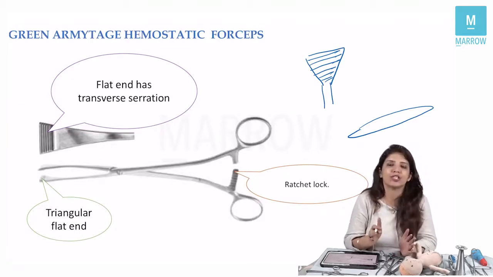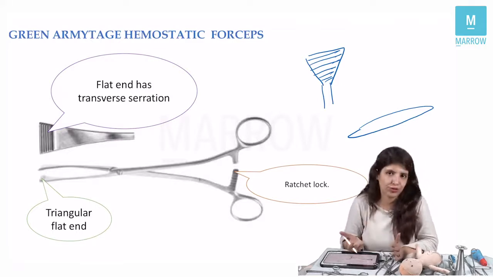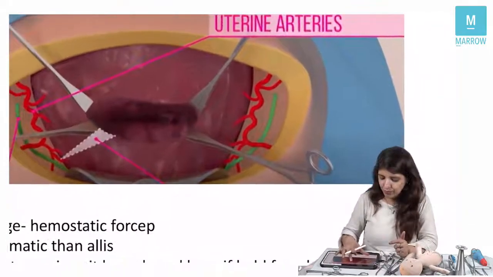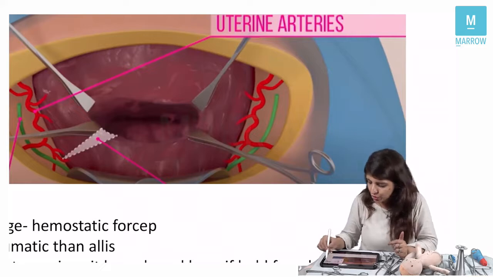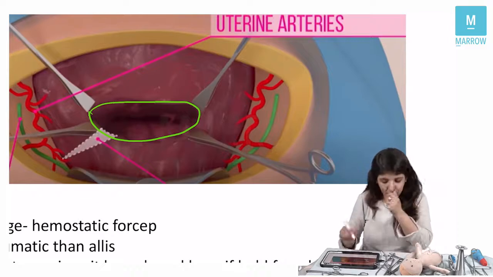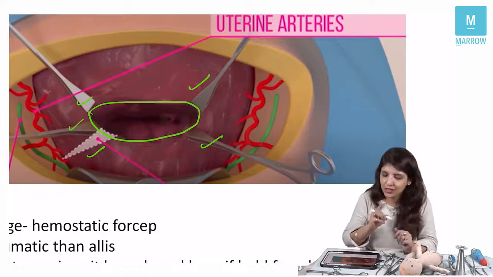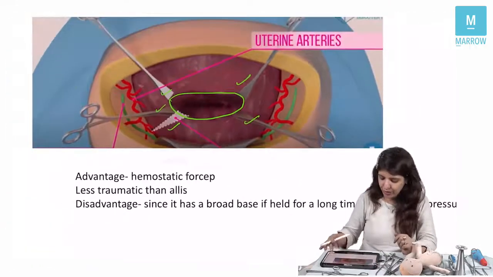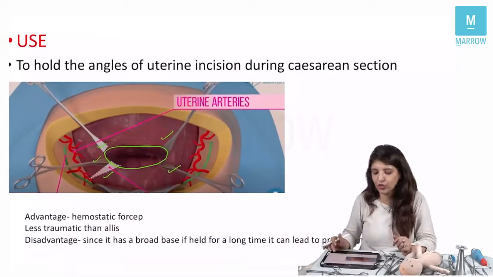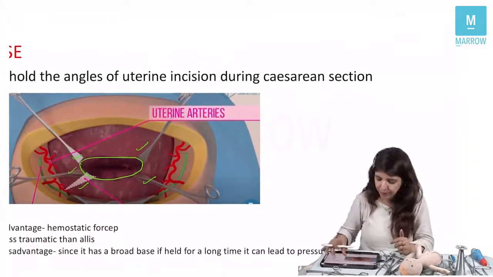If Green Armytage is held for a very long time, then it can lead to pressure necrosis, right? So, I want you to look at this image here. This is a uterine incision which was given, and you can see that the ends of the uterine incision are held by Green Armytage. It is used to hold the angles of the uterine incision during cesarean section, and it is a hemostatic forceps, right?